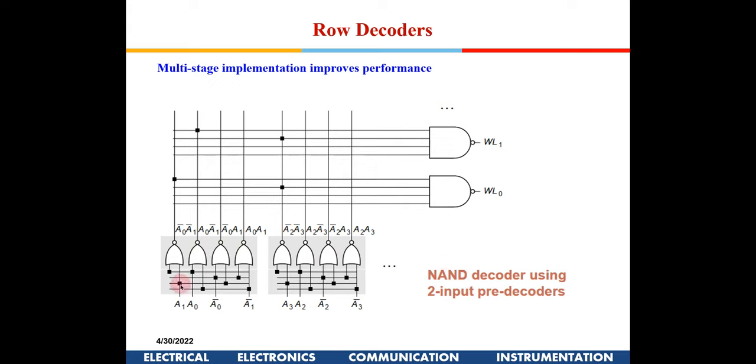Now for 0, 0, if you see here, this line will go high. So this will be 0 out here, right? This will be 1 out here.